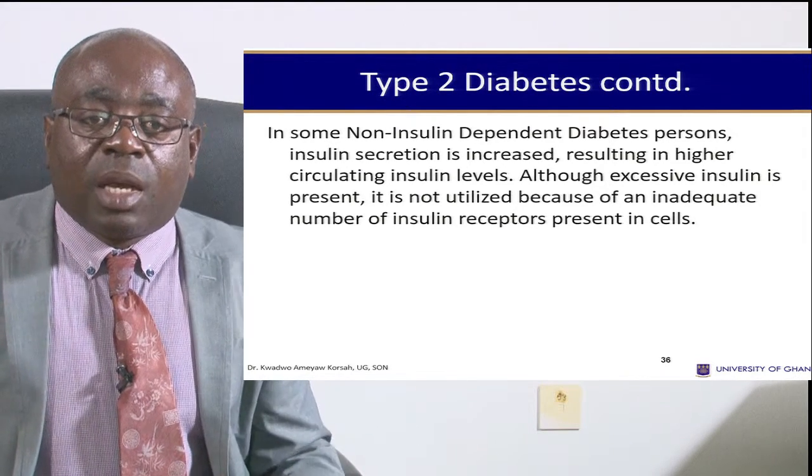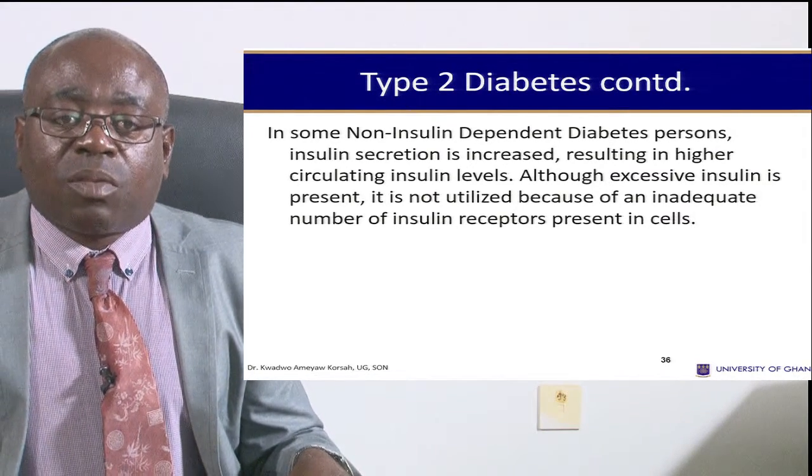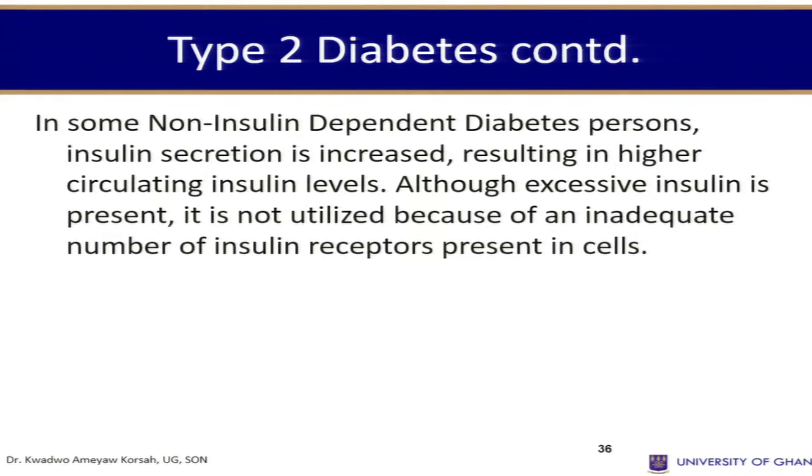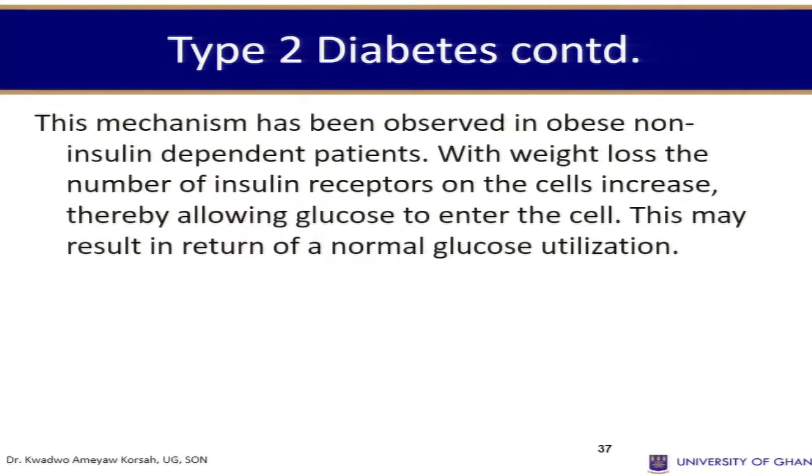So in some non-insulin dependent diabetes persons, insulin secretion is increased, resulting in higher circulating insulin levels. Although excessive insulin is present, it is not utilized because of an inadequate number of insulin receptors in the cells.